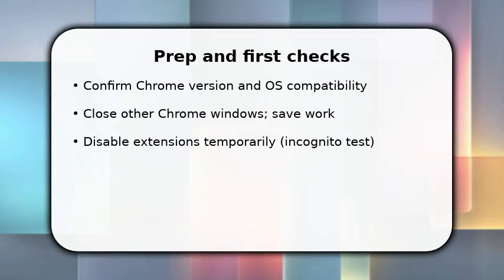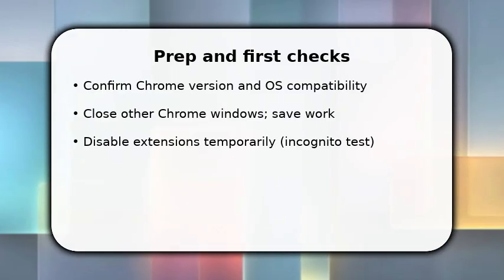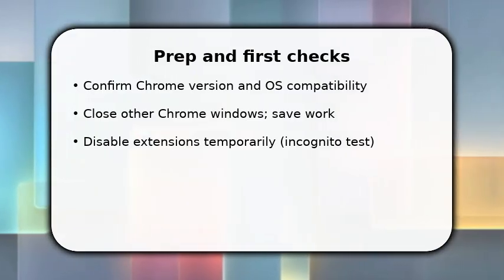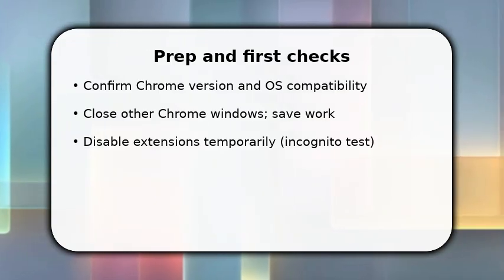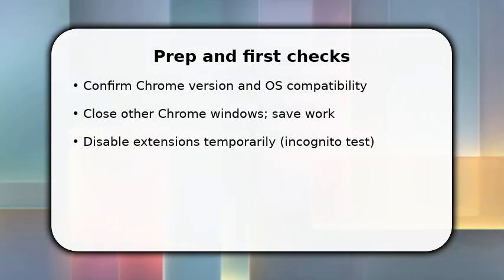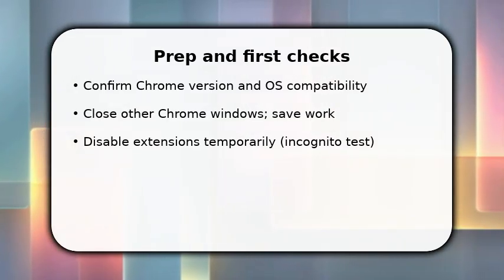Enjoy the video. You start by confirming Chrome is up to date and compatible with your OS. This prevents version conflicts. Once done, close all Chrome windows and save any work because a full restart will clear transient issues. Make sure to open an incognito window next. If pages load there, extensions are likely the culprit.